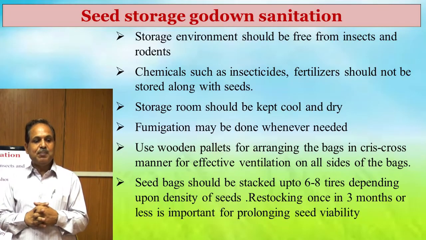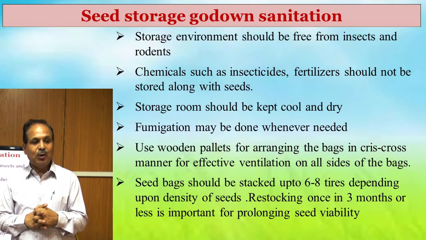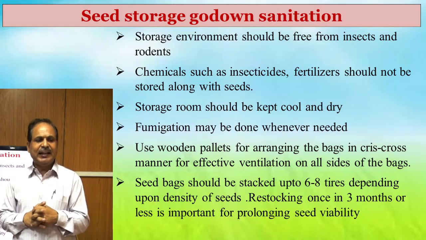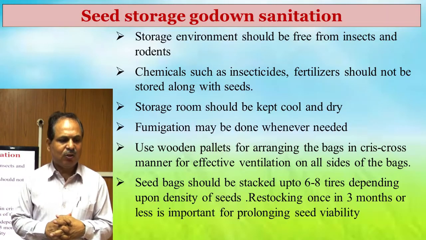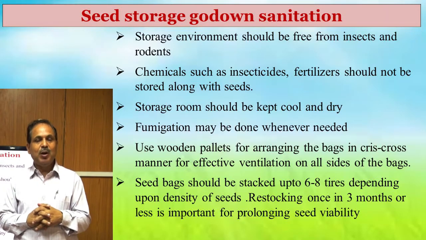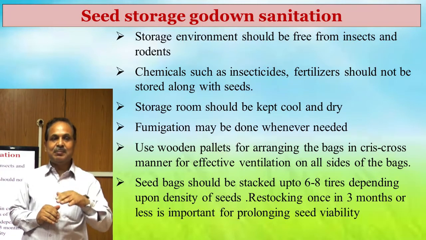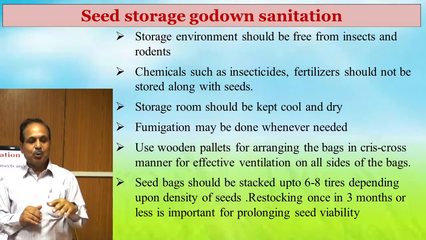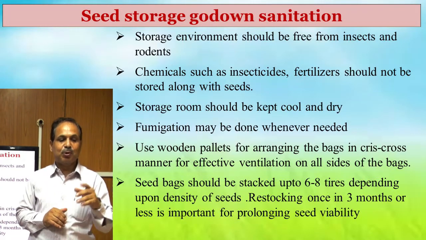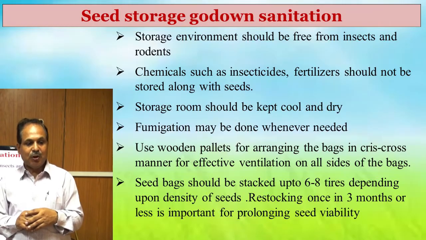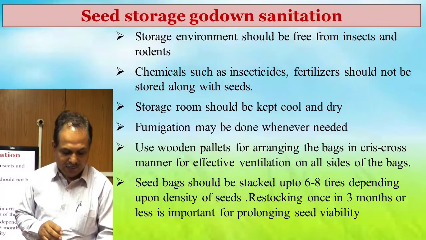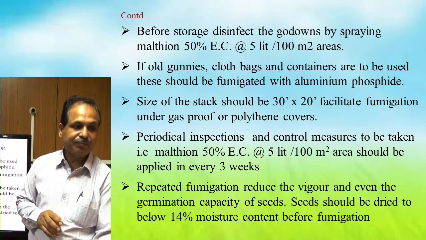The storage room should be kept cool and dry, and fumigation may be done wherever needed. Use wooden pallets for arranging the bags in a crisscross manner for effective ventilation on all sides of the seed bags. The seed bags should be stacked up to 6 to 8 tiers, tiers meaning piling one by one, not more than that. Restocking once in 3 months or less is important for prolonging the seed viability.